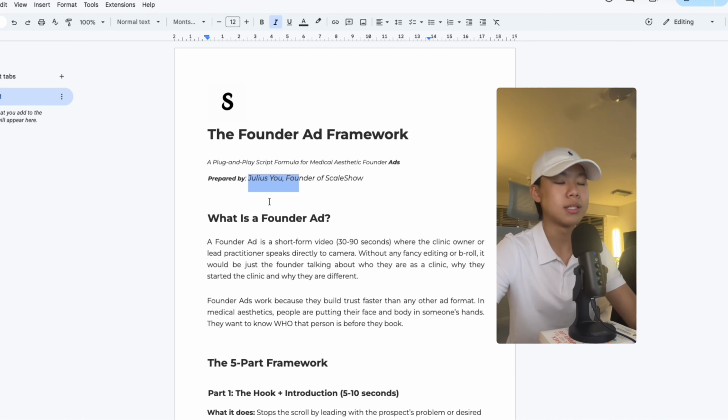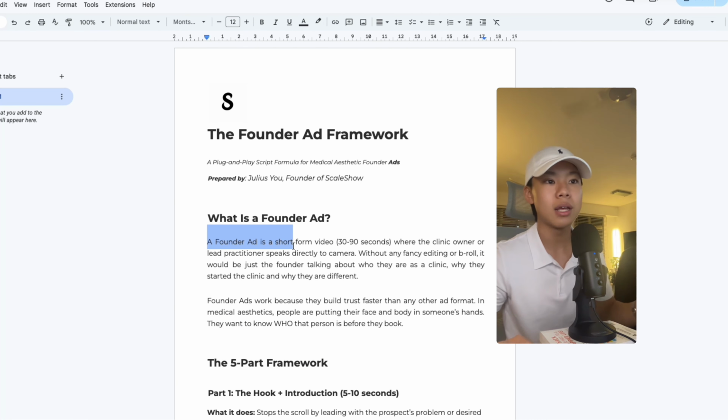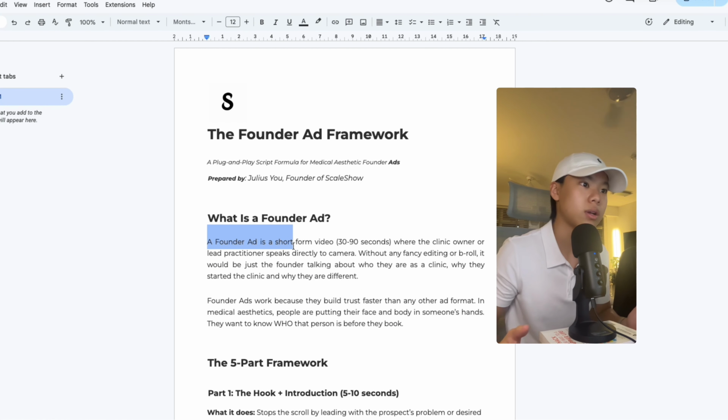What is founder ads in the first place? A founder ad is a short form video, a 30 to 90-second video where a clinic owner or the lead practitioner speaks directly to the camera without any fancy editing or any b-roll. It's very authentic, just a founder talking about who they are as a clinic, why they started the clinic, and why they are different from the competitors.